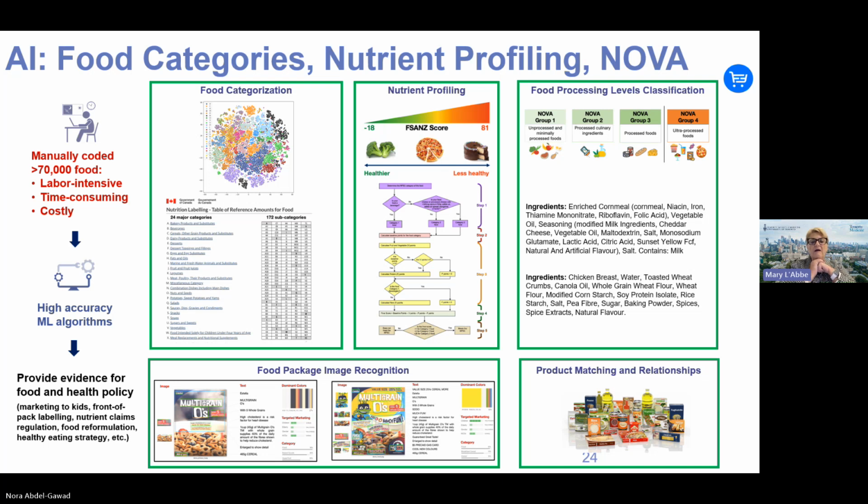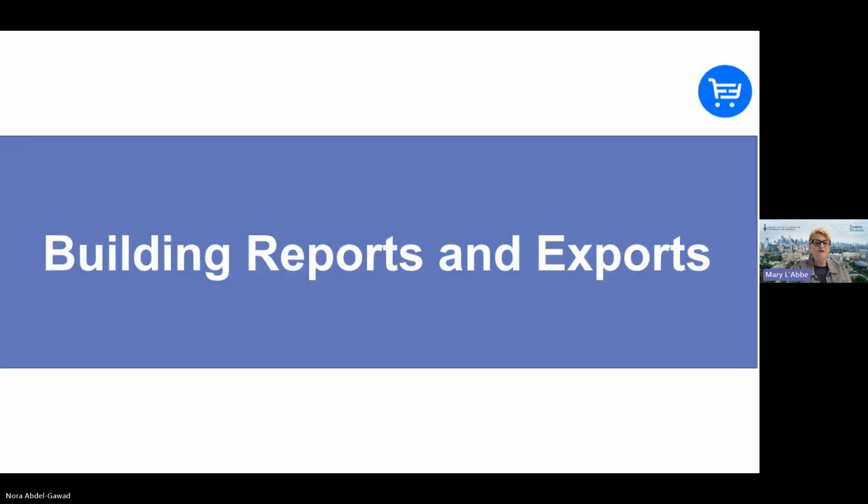Now, I won't talk about that, but we have done a lot of work around AI because our databases have gotten bigger and bigger, and we share these routines. All these algorithms are in our GitHub, but we'll help countries if they're interested in doing these through AI, particularly when you have large data sets for categorizing foods, nutrient profiling, determining the NOVA levels, looking at image recognition, which is our most recent one, and identifying product matching or marketing on the food packaging. Next slide, please.